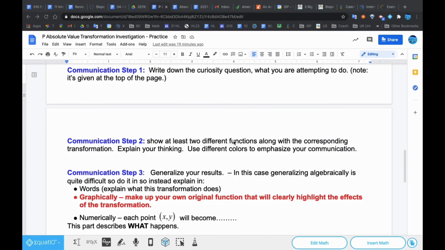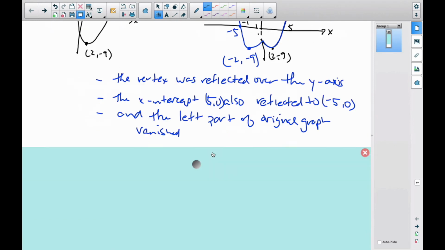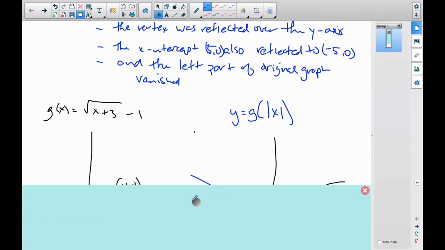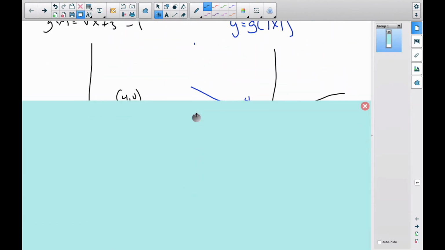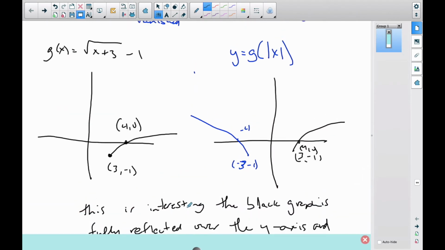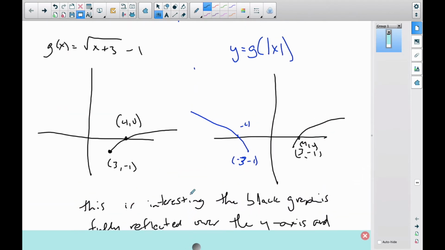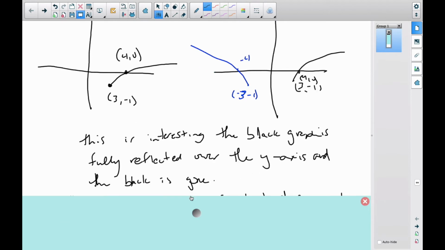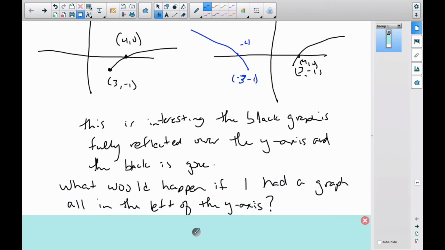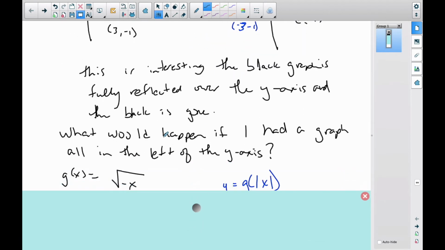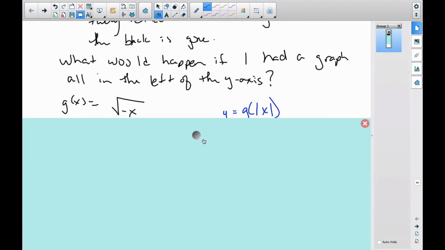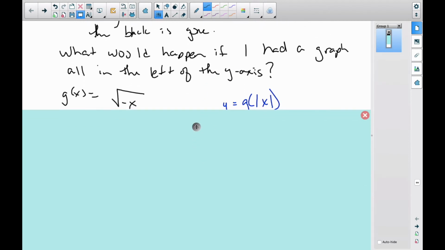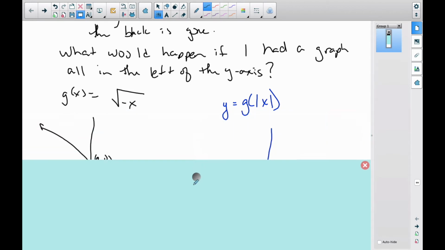I want to do at least 2 different functions. Well, here was the first function, and then I did another one to consider the square root function, and I was playing with it to see what was going on. And I write up about some of my interesting findings, what I was curious about, and I even thought what would happen if I had a graph that was all on the left-hand part of the axis. I was being the inquirer at this point, and so I went and I did it.